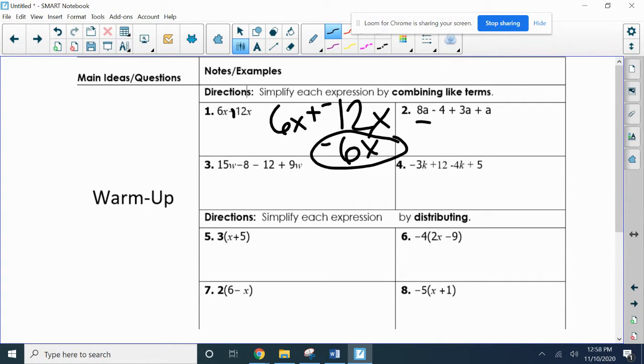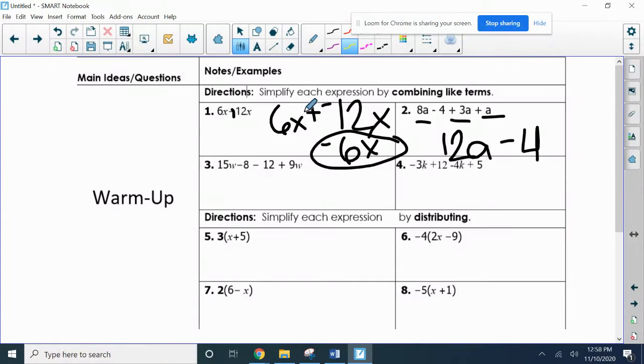I have 8a, I have 3a, so 8 and 3 give me 11a. Oops, and I have 1a. Remember, there's an assumed 1 there. So 8 and 3 is 11, and those are all positive, and positive 1a, so 12a, and negative 4 is the only constant that I have.